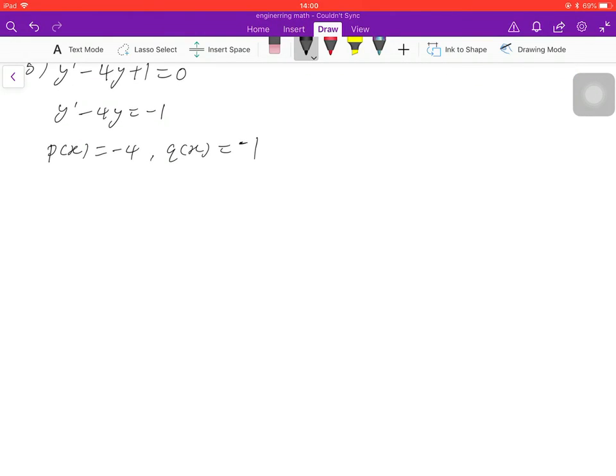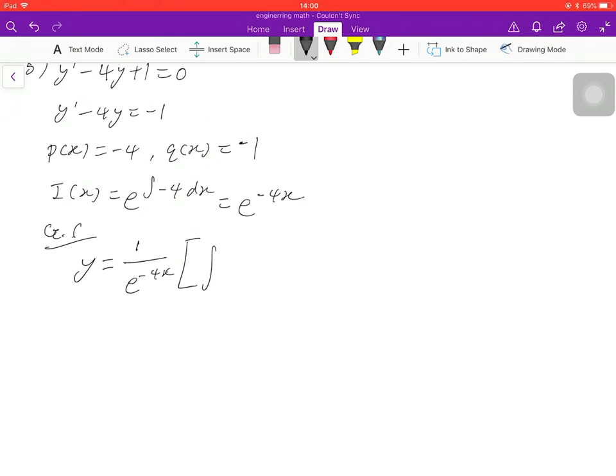Okay, and then we find the integrating factor. So we have the exponential of the integral of -4 dx, so we have e^(-4x). Okay, and then we use the formula to find the general solution. y equals 1 over the integrating factor, and then integrate q(x), which is -1, multiplied with the integrating factor, dx, plus c.